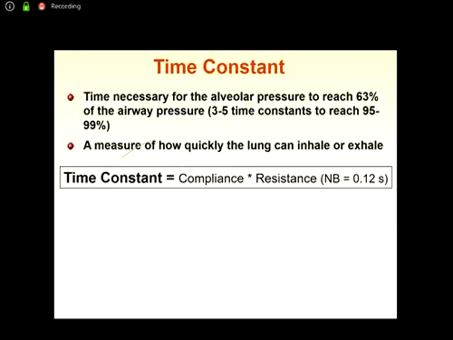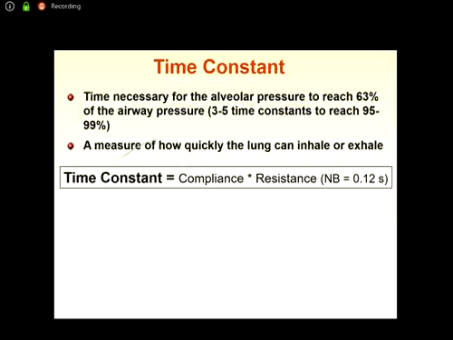A classical example of a very short time constant is an infant with RDS or surfactant deficiency. In an infant with surfactant deficiency, the main issue is the compliance. The airway is normal. So these babies have a very low compliance, but their resistance is normal or low. So when you have a low compliance and a low resistance, the time constant is very, very short.